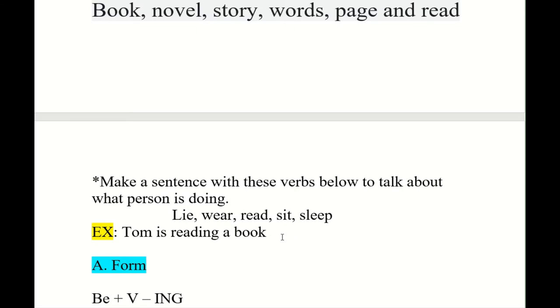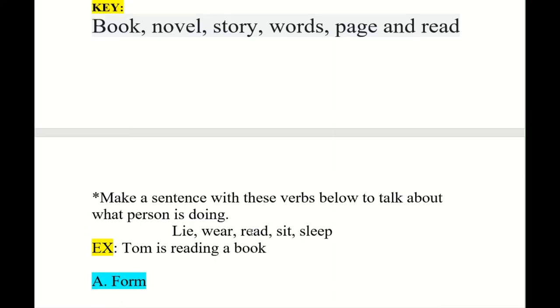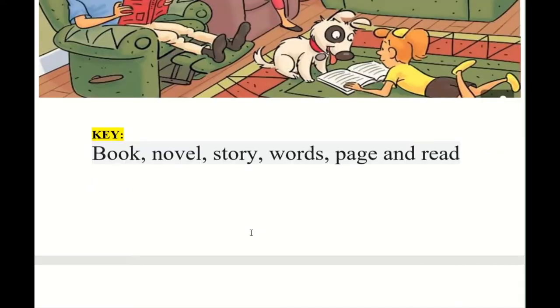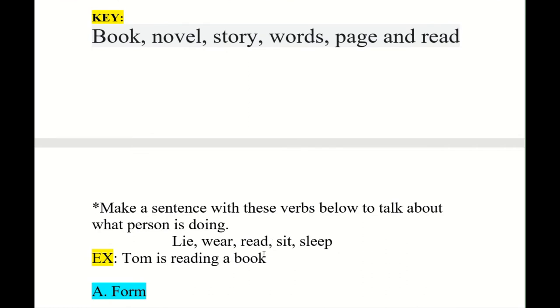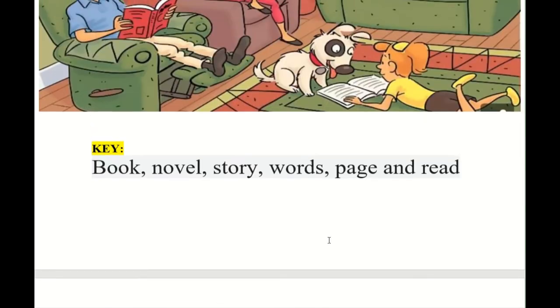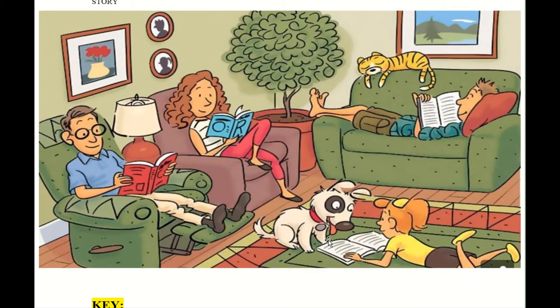Now look at my example. Tom is reading a book. So we have Tom is subject, is is to be, and reading is verb in, a book is object. Okay, so look at the picture. Remember five verbs, like lie, wear, read, sit, and sleep. You please, you can give me an example. Make a sentence. The cat. What is the cat doing? Right, the cat is sleeping.